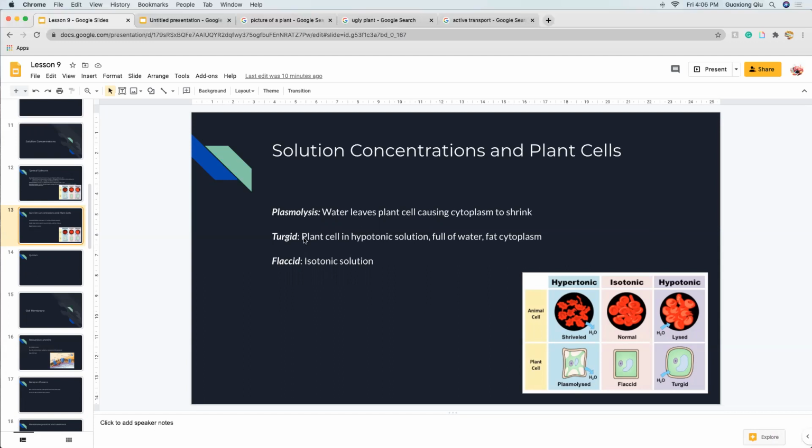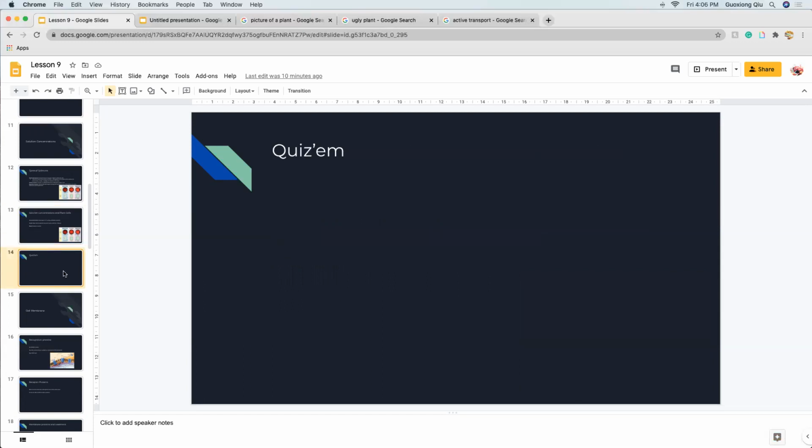Next, we have turgid, which is when the plant cell is in a hypotonic solution, causing it to be full of water, making it fat. A fat plant cell is called turgid. Next, we have flaccid, which is when the plant cell is normal and it is in an isotonic solution. Cool. Let's do a checkpoint.